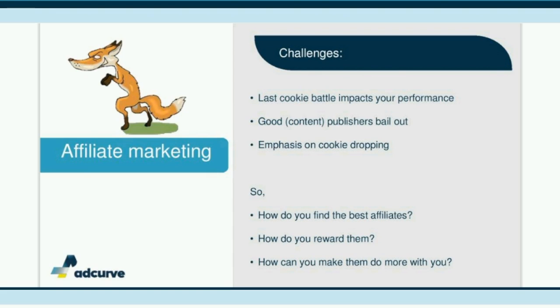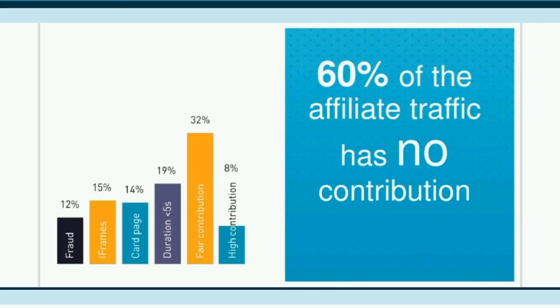You do want to use affiliate marketing. It is a good way to connect to many different sites out there. You do know that a lot of publishers have good quality content, so you want to be there with your quality products, but you want to make sure that you are doing business with the right ones and that you're awarding the right ones so that they start doing more with you. Yeah? So how do you find them? And how do you reward them? And how can you make them do more with you? That's really the $64,000 question, right?